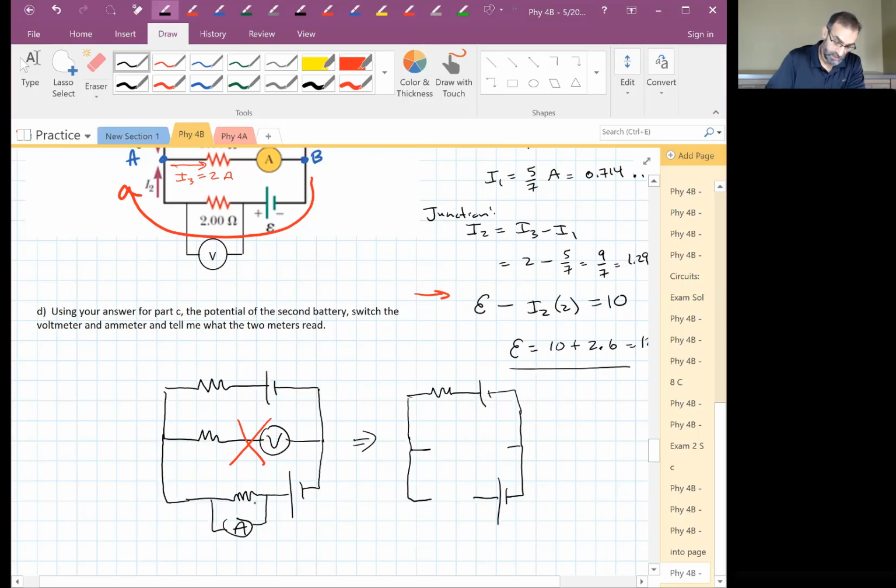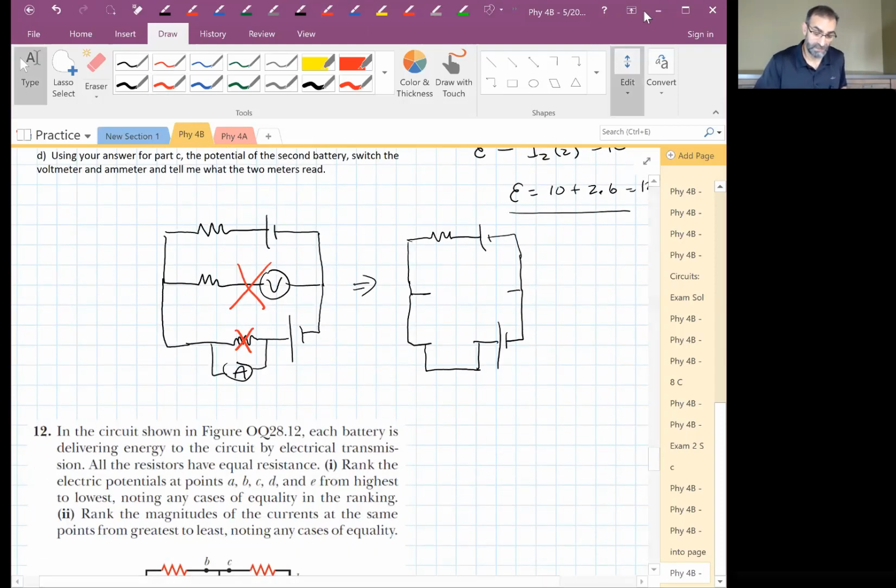Any current going through this resistor? No, because there's a short across it. We can just remove that. So this is what our circuit looks like. We can redraw that if we wanted to.